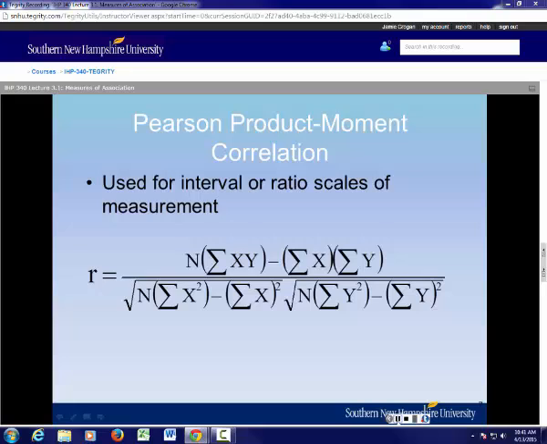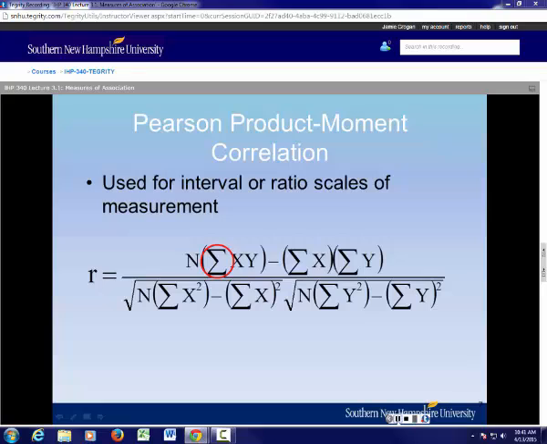But let me just walk you through a couple of features of this particular formula. First of all, the abbreviation N stands for the number of observations, or the number of people that are measured. And this is a very common abbreviation in statistics. You'll see it everywhere. You'll see it in research articles. So you really need to know what N stands for. N is the number of people.